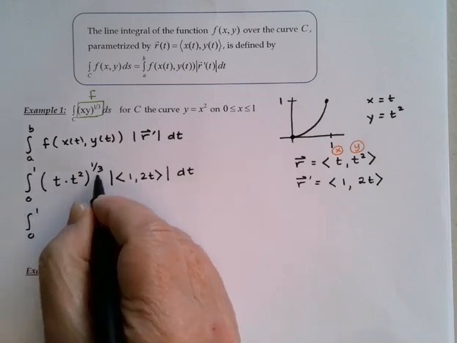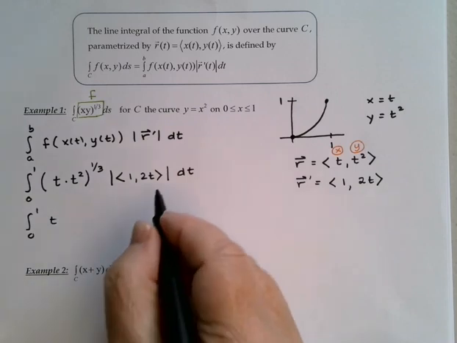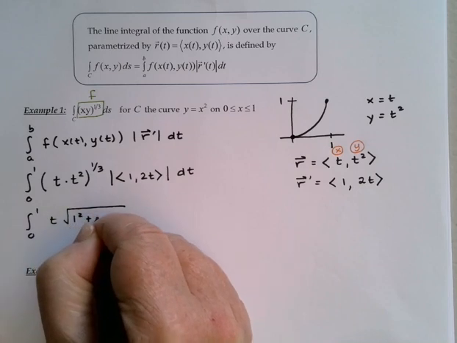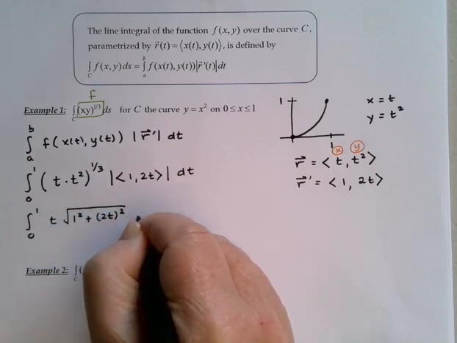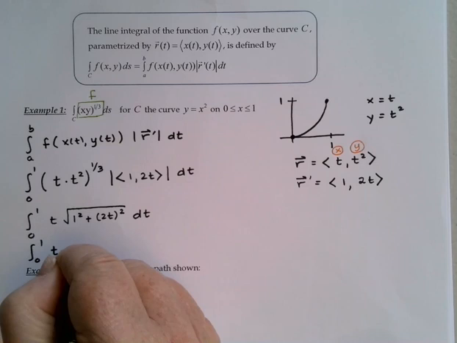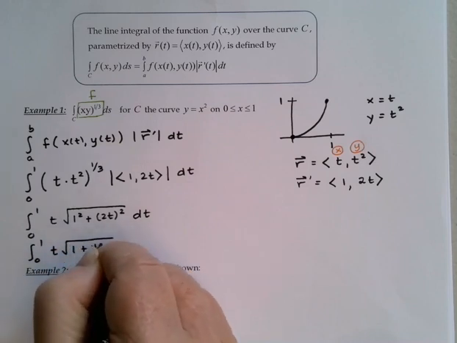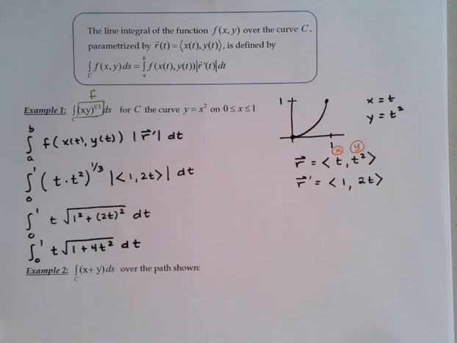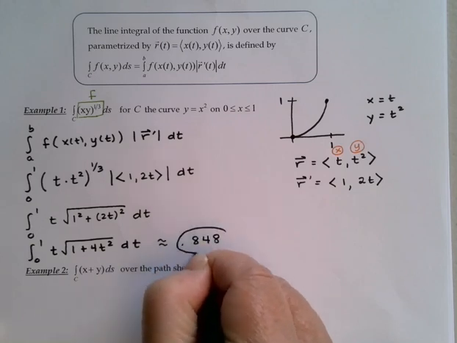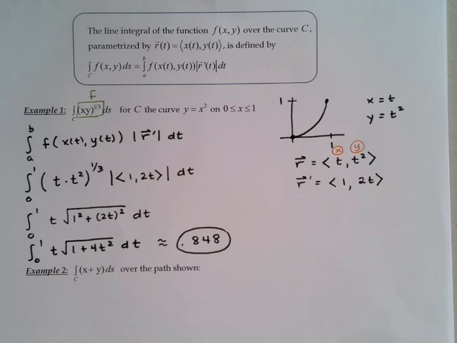All right, a little bit of algebra here. That's t cubed to the 1/3 power, which would just be t. And the magnitude of that vector would be the square root of the sum 1 squared plus 2t squared. So I end up with the integral of t times the square root of 1 plus 4t squared dt. That's actually not difficult to do by hand, just a simple u substitution, but just to save some time, I did do that in the calculator, and I ended up with about 0.848. All right, so there's our first example of a scalar line integral.